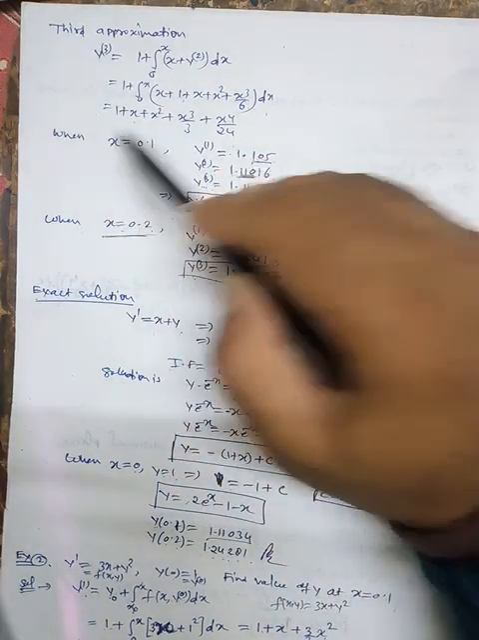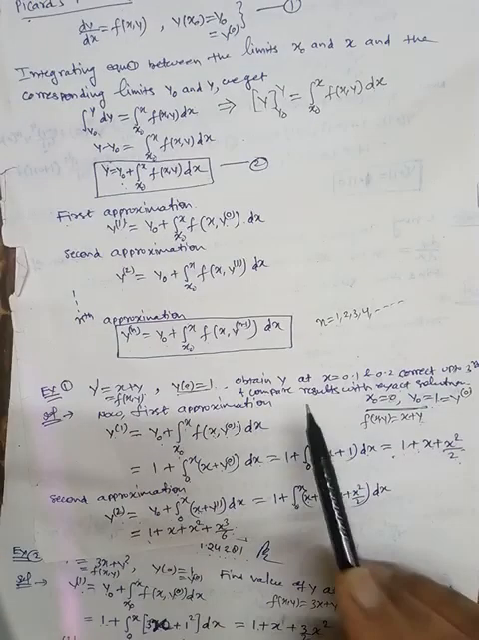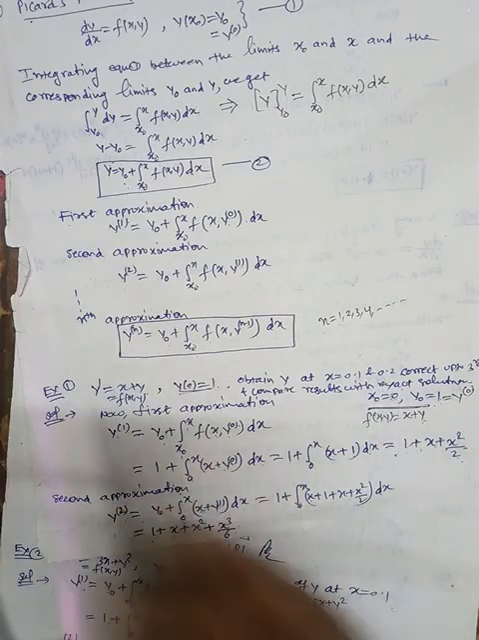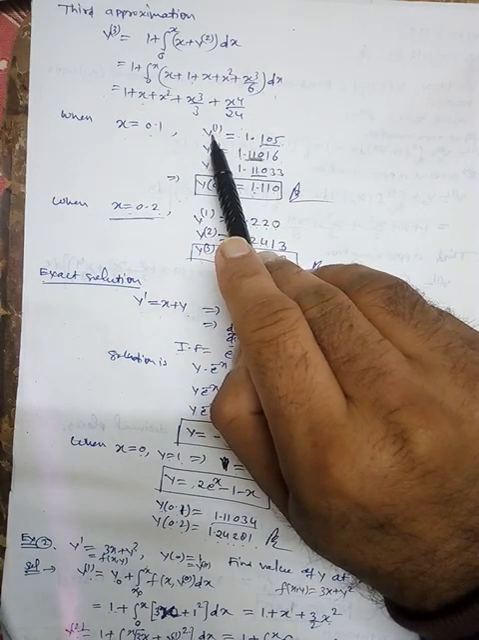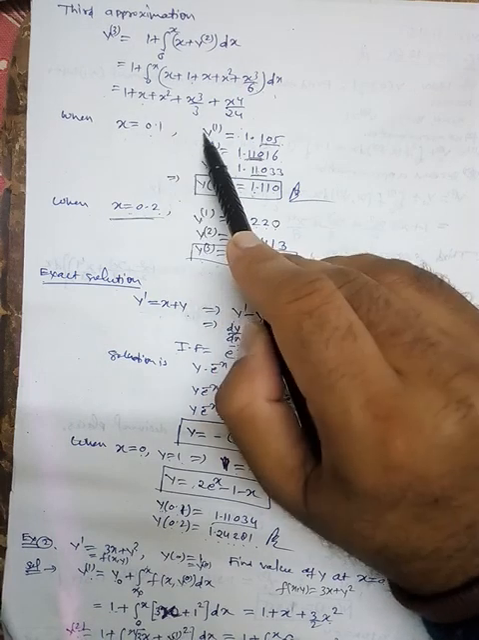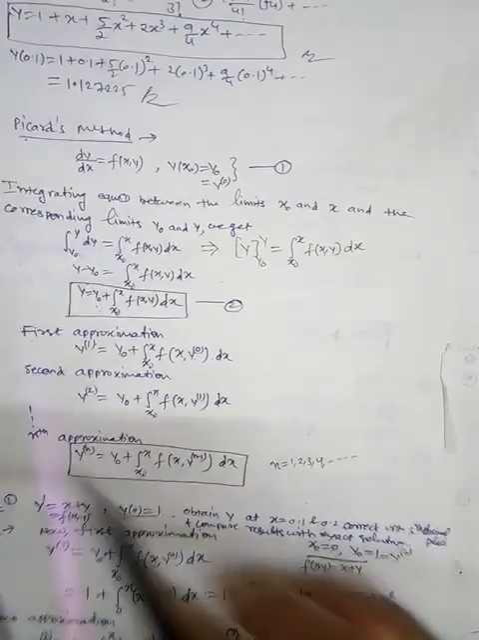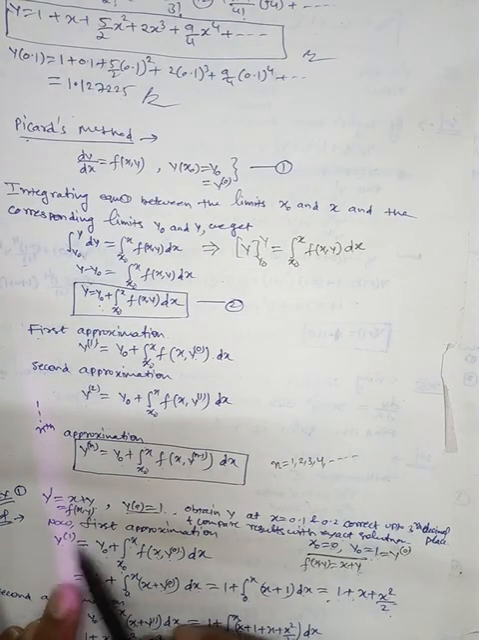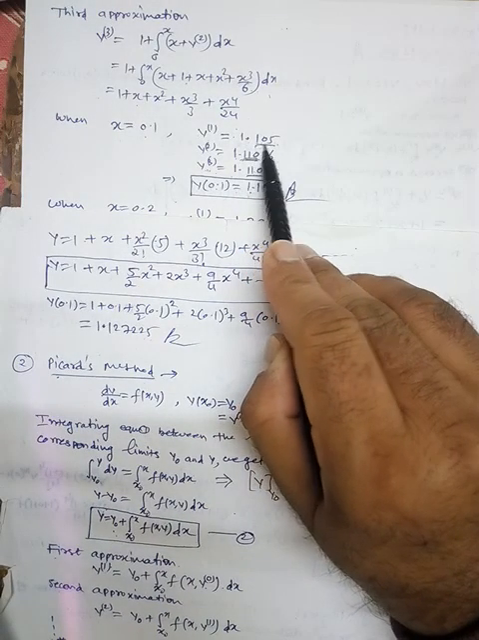Okay. So when x is 0.1, because what is our target? Our target is to find out y at 0.1 and 0.2, correct up to third decimal places. So put x equal to 0.1 because our target is to find out y at 0.1. So to find out y1, the first approximated value, we will use this first approximation y1. So put x equal to 0.1 here. So we get this value 1.105.